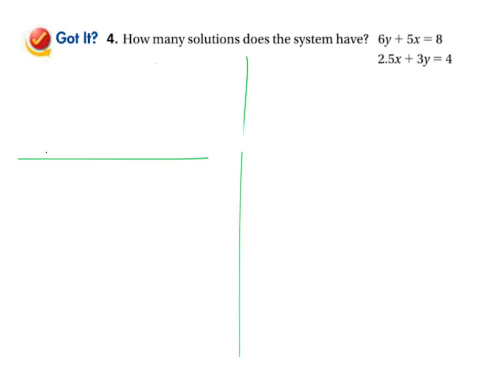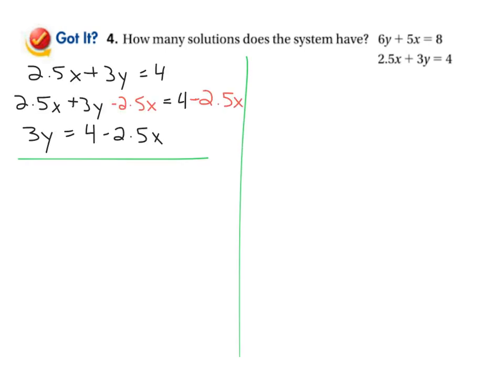Okay, so what are we going to do here? Well, on the left-hand side, I have it solved one way. I'm going to show you something. You can say, okay, well, we know that we can first get the y's all by themselves. And when we do that, we find that 3y is equal to 4 minus 2.5x. Now I'm going to show you something. I didn't divide by 3 and get it down to y equals.